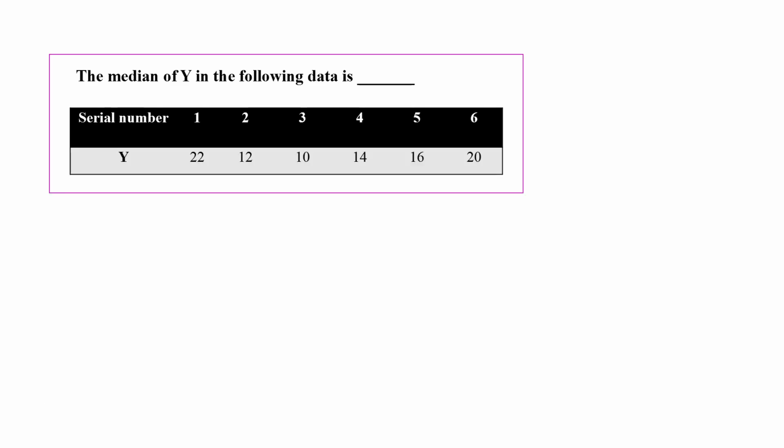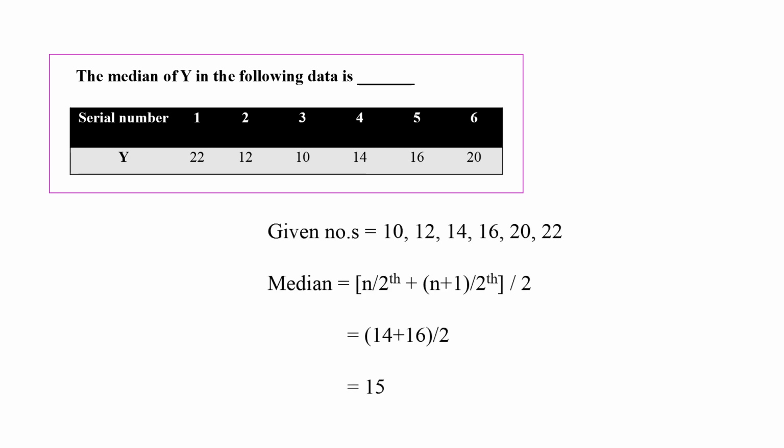The next question is, the median of y in the following data is. Now we are given 6 numbers. We arrange them in the ascending order. Median is n by 2th plus n plus 1 by 2th divided by 2. Here the n by 2th and n plus 1 by 2th numbers, that is the third and the fourth numbers, are 14 and 16. So 14 plus 16 divided by 2, the median comes out to be 15. The answer is 15.